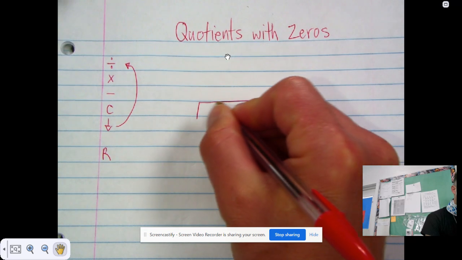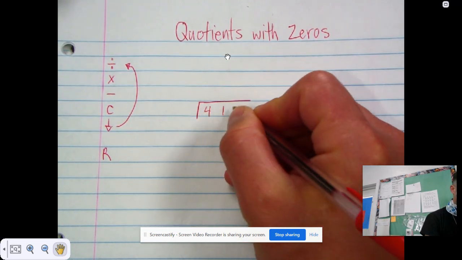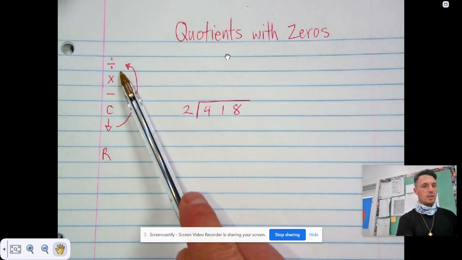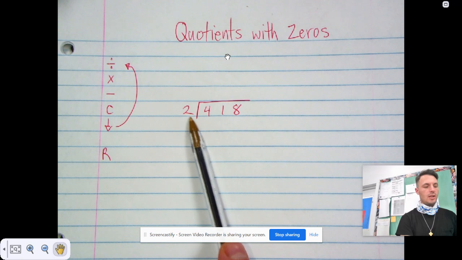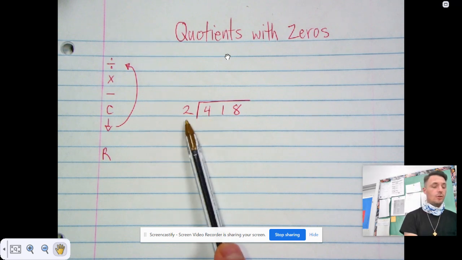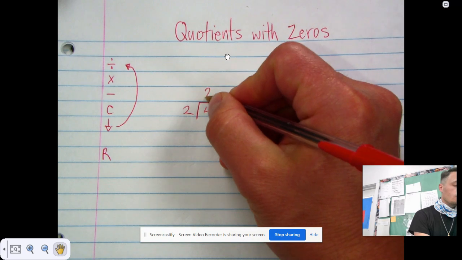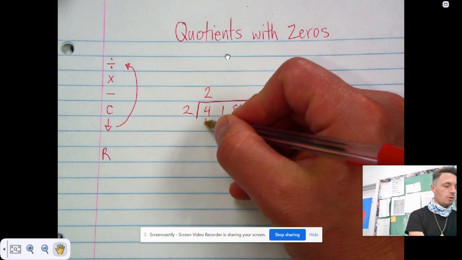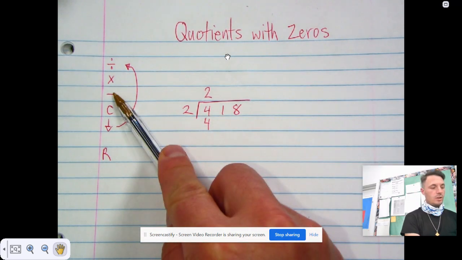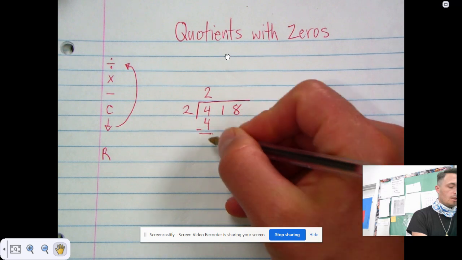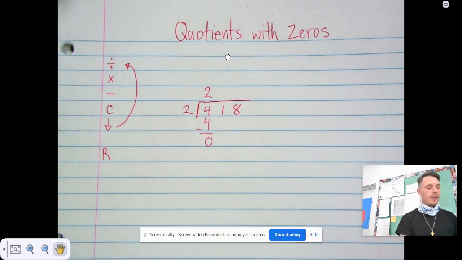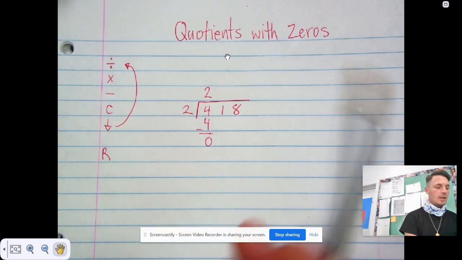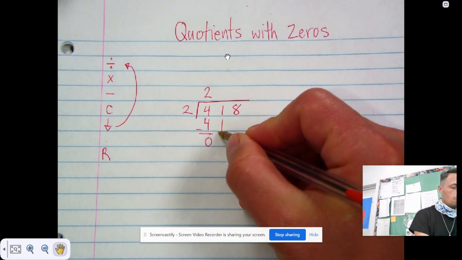Let's say we had 418 divided by 2. So we start with the first step, which is divide. We divide the divisor into the first digit of the dividend. 2 can fit into 4 2 times. Okay, our next step is multiply. 2 times 2 is 4. After that, we subtract. 4 minus 4 is 0. Okay, now, is 0 smaller than 2? This is the compare step. Is 0 smaller than 2? Yes. So now we bring down the 1.